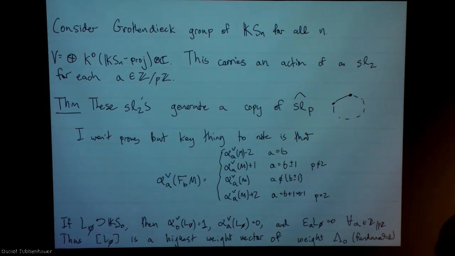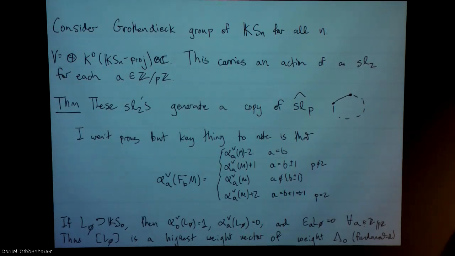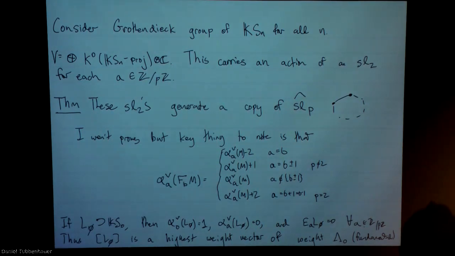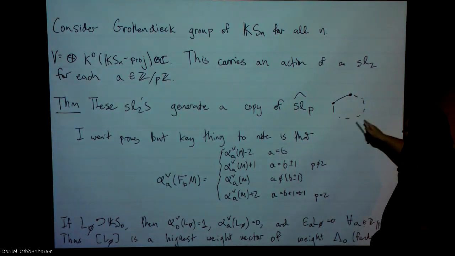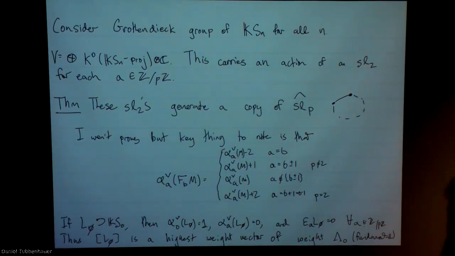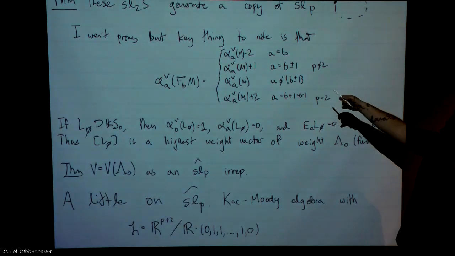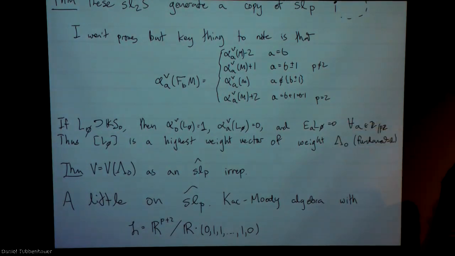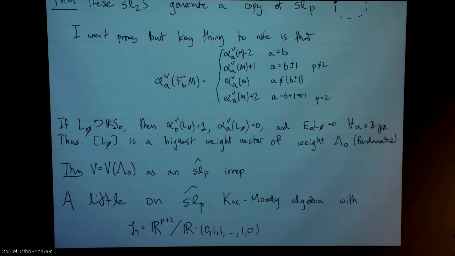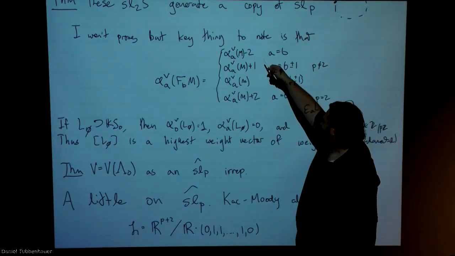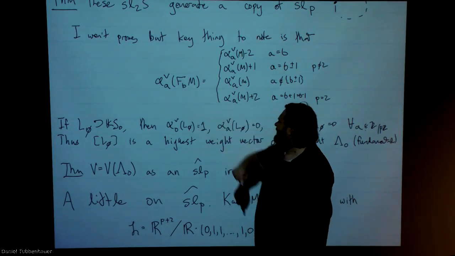Maybe I do. So what I've shown you is that there's an SL2 action on this Grothendieck group. There's one for every A in Z mod P. And if you look at how these interact with each other, exactly what you get is a copy of the affine algebra for SLP. Somehow the main thing to note is how the weights change as you apply F. And you exactly get the entries of the Cartan matrix for SLP hat.